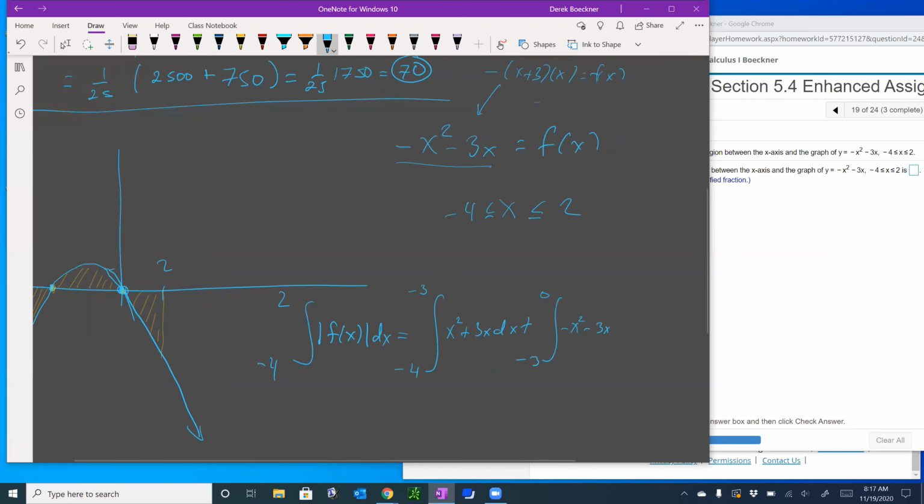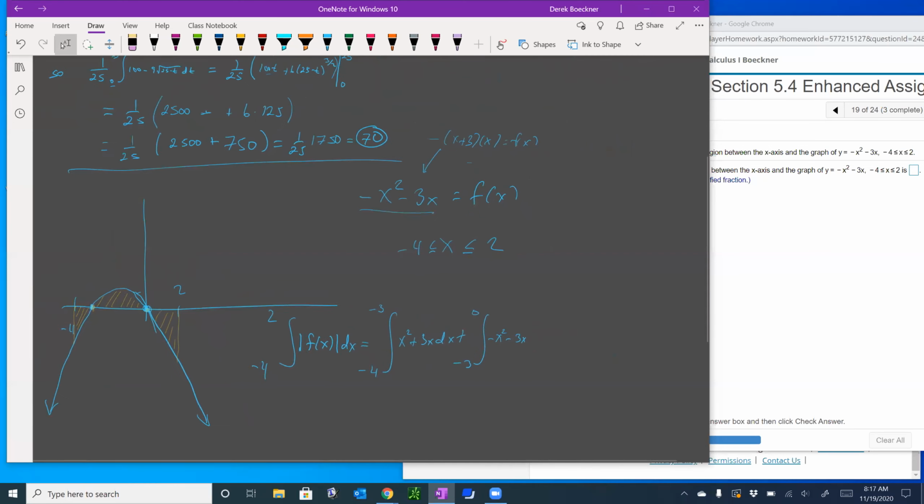And then the last part is we have to add dx. And then we have to add the integral from 0 to 2 of the negative of the function again, so x squared plus 3x dx. So I have to do these three antiderivative integrals. What's nice is I only have to find the antiderivative once because they're basically all the same, except this one has a minus sign attached to it.